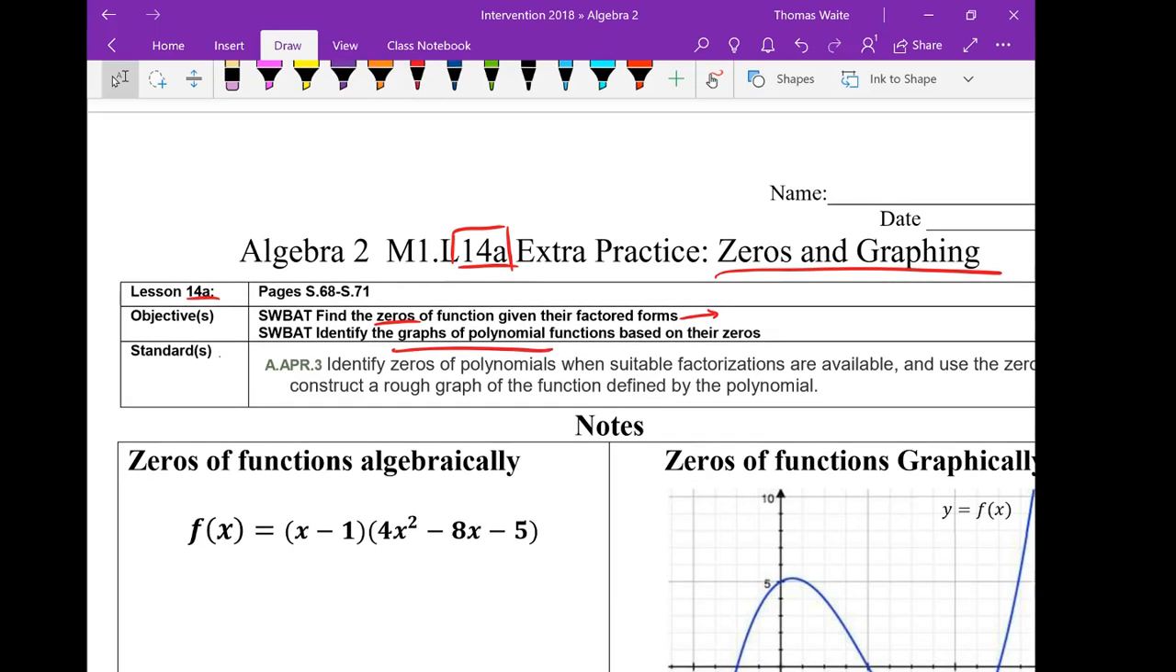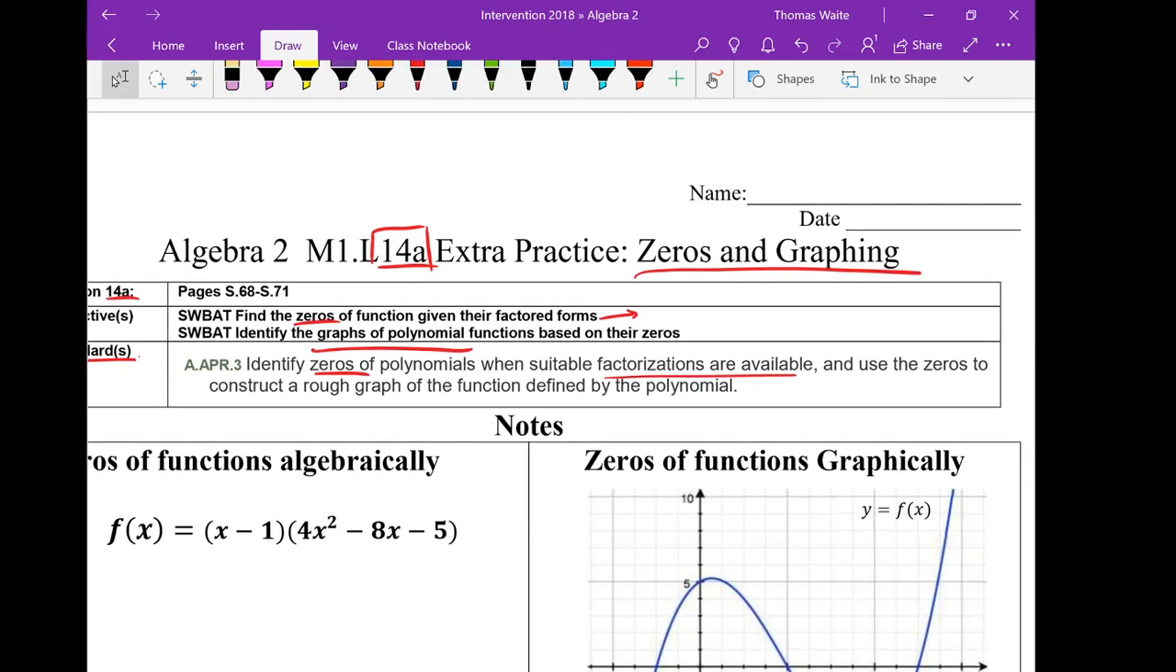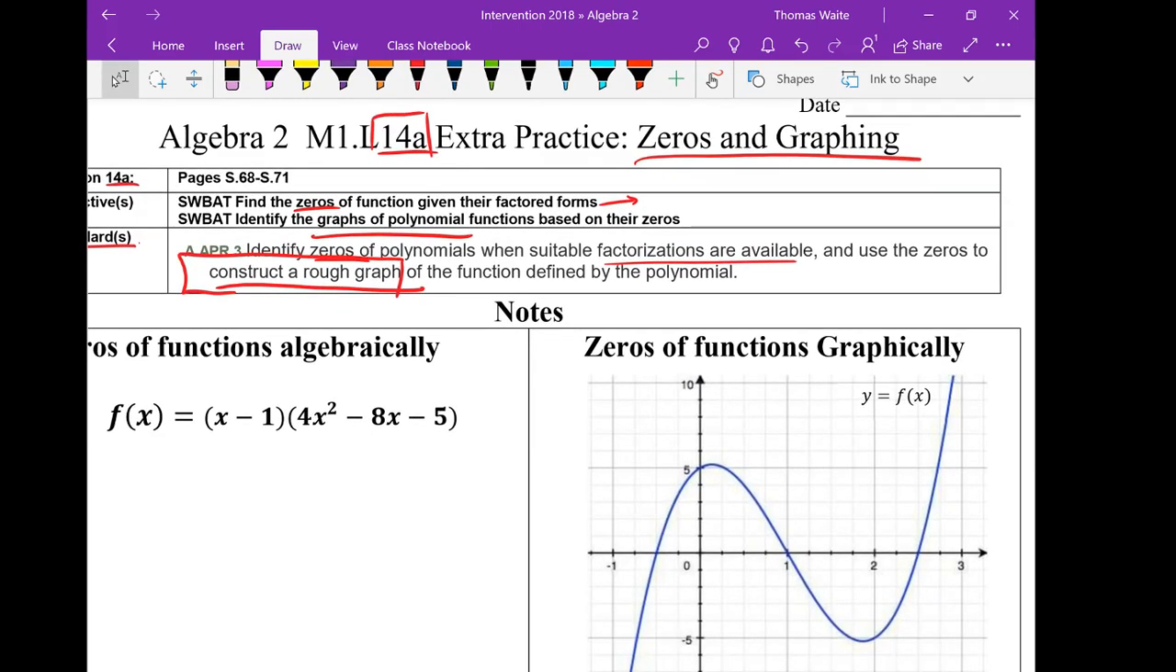And here's the standard we're focusing on with this. We need to be able to identify zeros, just what we're doing in our objective, when factorizations are available, and use those zeros to construct a rough graph. So today we're just matching. Later on this week and throughout lesson 14, we're going to focus on building the graphs ourselves, not just matching them up. Okay, so let's dive right in.